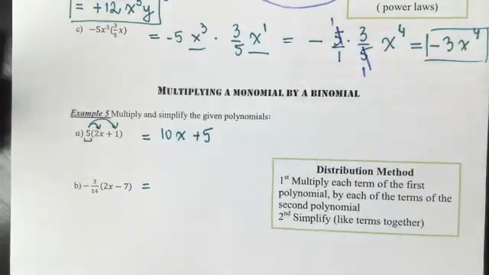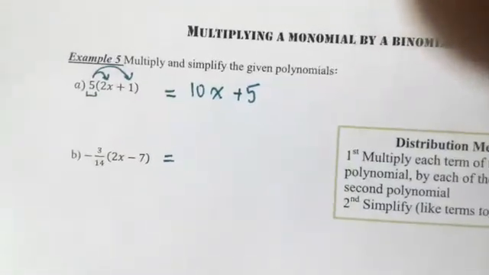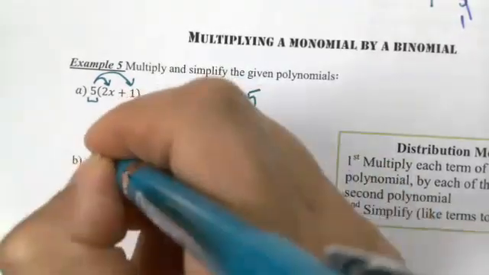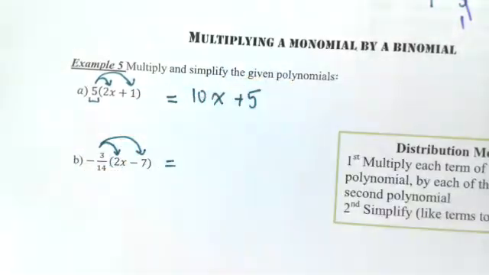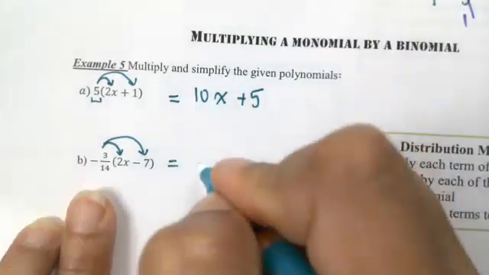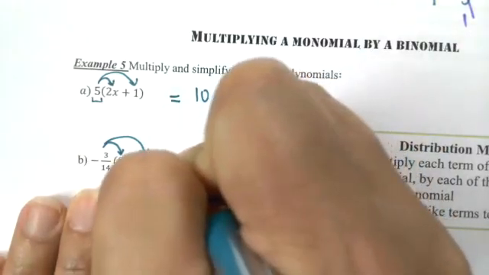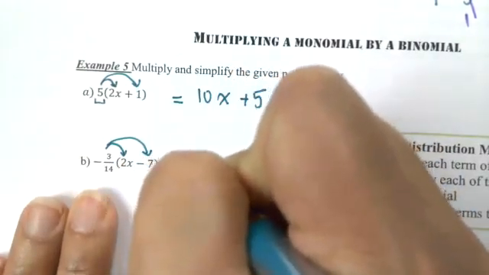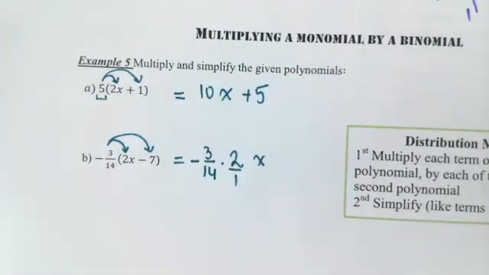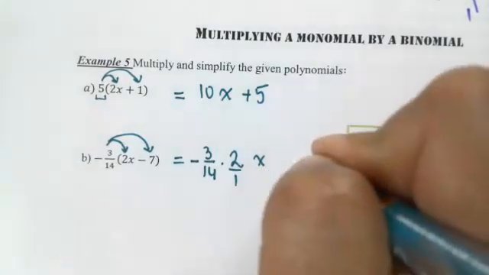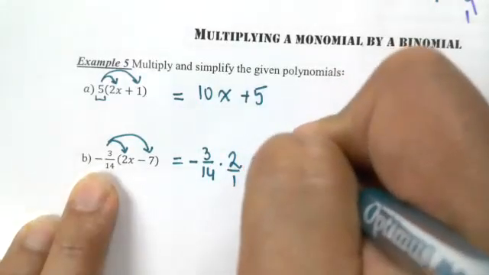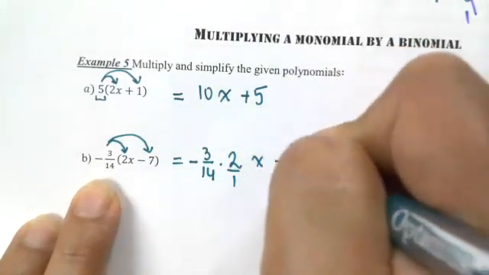Now, we have negative 3 over 14 times 2x minus 7 in brackets. So we're going to have to multiply that number by that. So by 2x and by negative 7. The first multiplication, I'm going to break it apart again because it's a fraction so you can see the cancellation. So that's the first arrow. And then the second one, we have negative times a negative is a positive. 3 over 14 times 7.